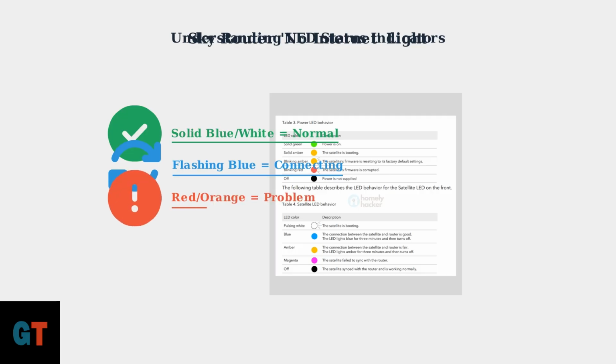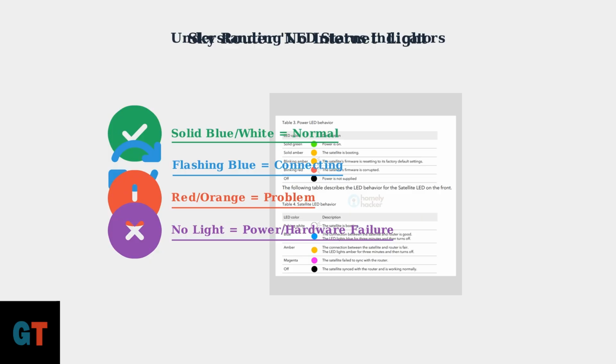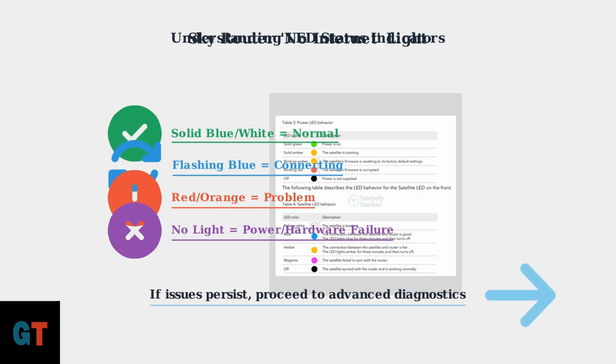Red or orange lights signal a connection problem. This indicates the router cannot establish or maintain a connection to Sky's network. No light at all suggests a power or hardware failure. Check that the power cable is connected and the power adapter is working properly. If the no internet light persists after performing these basic troubleshooting steps, you'll need to proceed to more advanced diagnostic procedures, including line and connection testing.